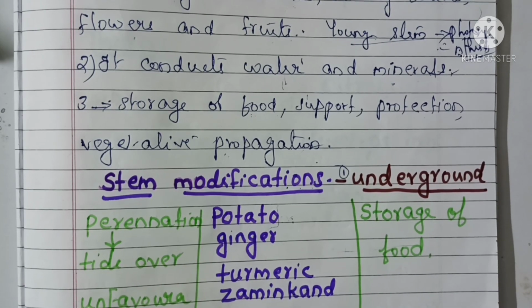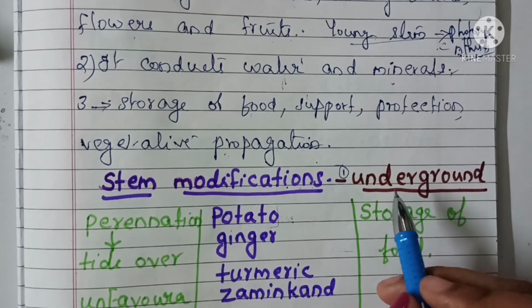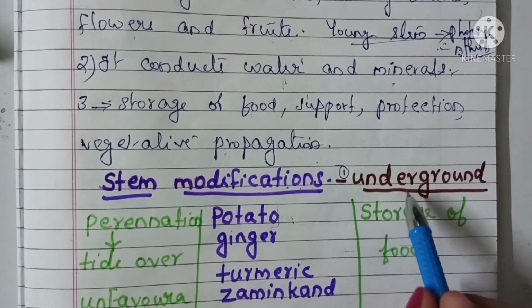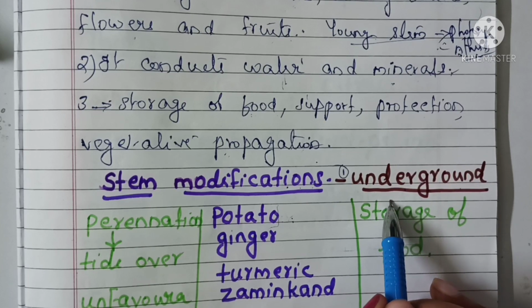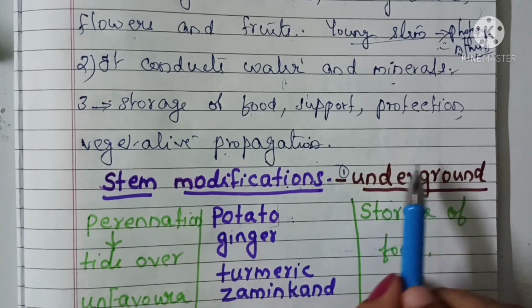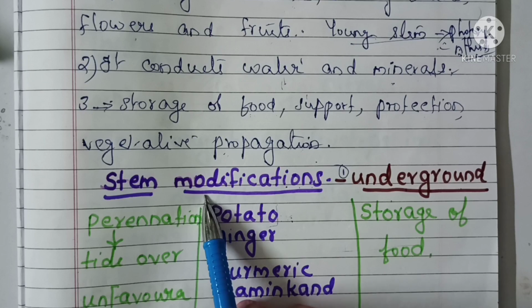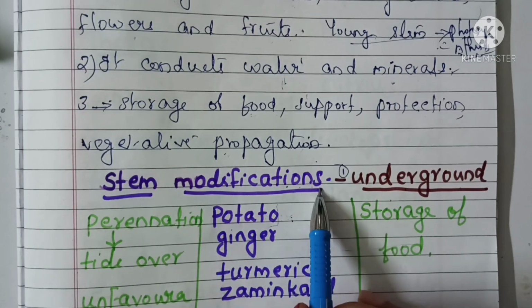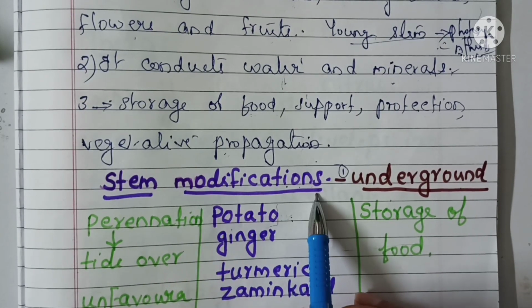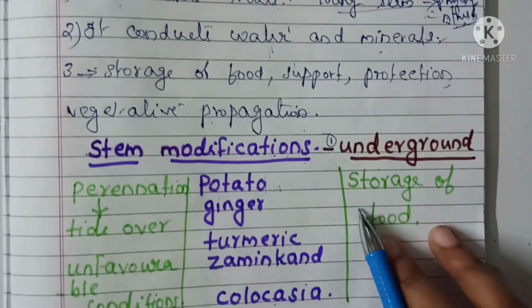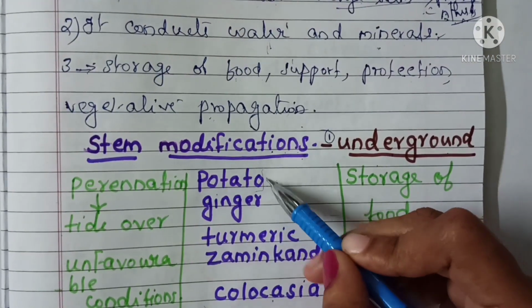You all know that normally the stem grows upward, isn't it? It's an aerial structure. It is never seen underground. The underground portion of the plant is the root, not the stem. But some stems grow underground, that means inside the soil. That is known as the underground stem. So that is not the normal stem, so it comes under the modified stem or stem modifications.